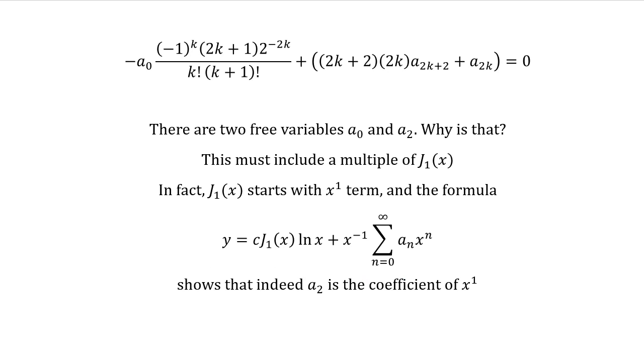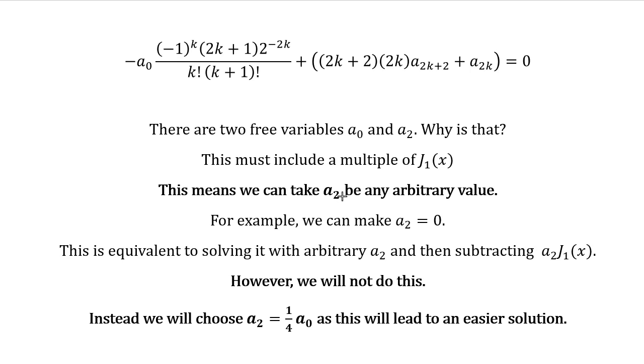So what does that mean? That means since we already have J1, we can just decide to have, so I wrote here, it shows that indeed a2 is a coefficient of x to the n. What I want to say is that since I already have J1, you can just make a2 any arbitrary value, for example, we can make a2 as 0. And if you make a2 as 0, that's the same thing as solving it with arbitrary a2 and then subtracting a2 times J1 from the solution.